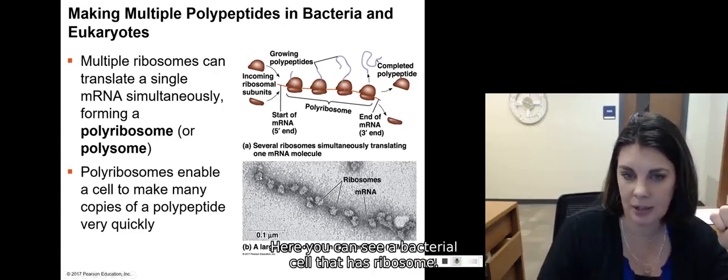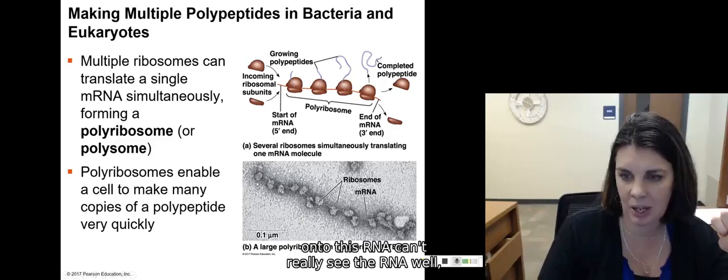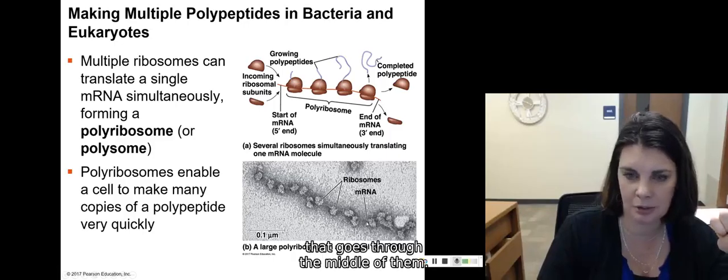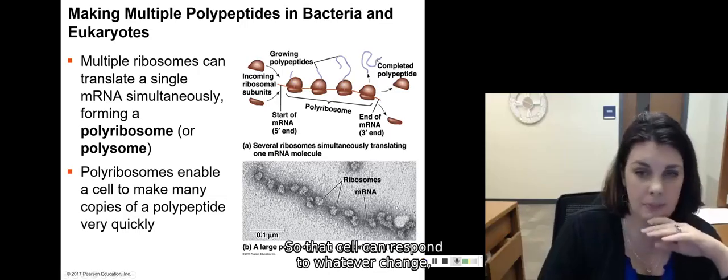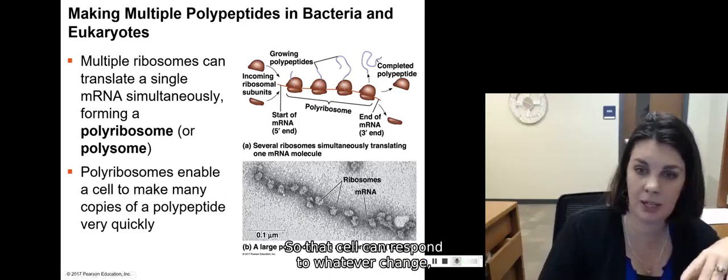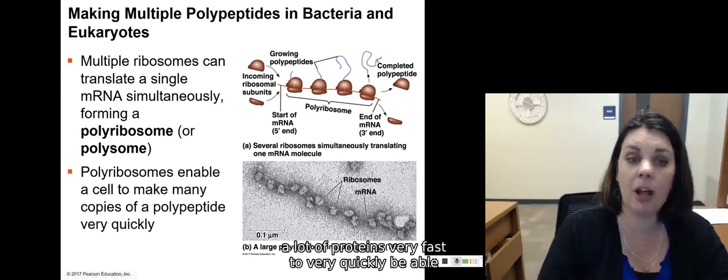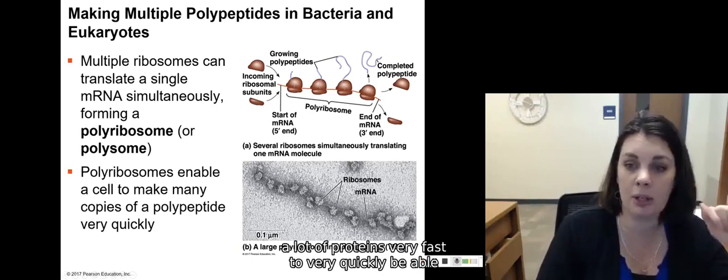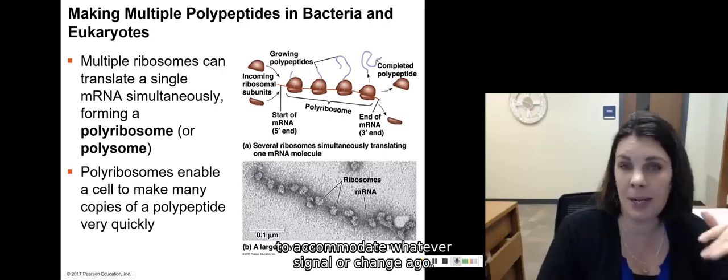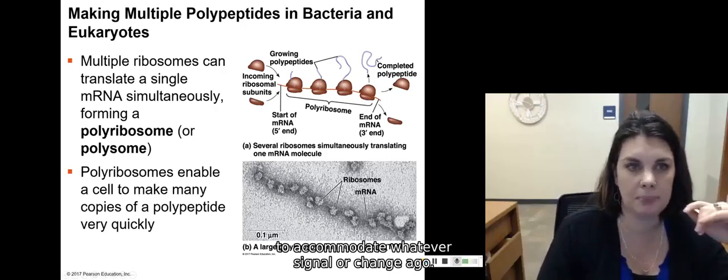Here you can see a bacterial cell that has ribosome, ribosome, ribosome, all these ribosomes bound onto this RNA. You can't really see the RNA well, but it's this kind of string that goes through the middle of them. So that cell can respond to whatever change, whatever signal it got, and make a lot of proteins very fast to very quickly be able to accommodate whatever signal or change it got.